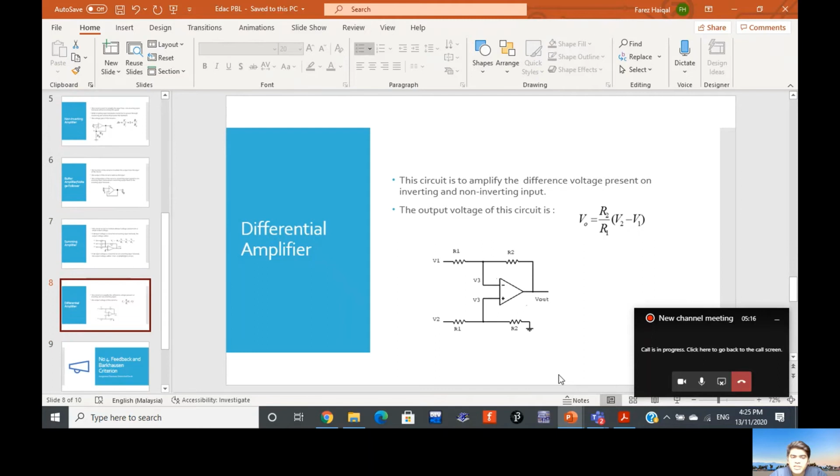So lastly is the differential amplifier. This circuit amplifies the difference between the voltages present on the inverting and non-inverting inputs. The output voltage of this circuit is equal to R2 over R1 multiplied by V2 minus V1. So that's the sharing about question number 3.